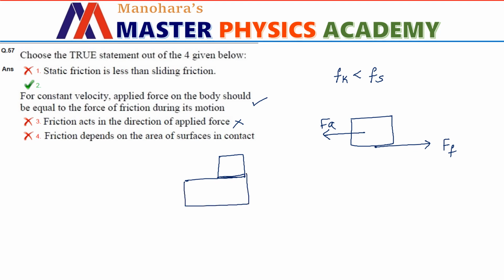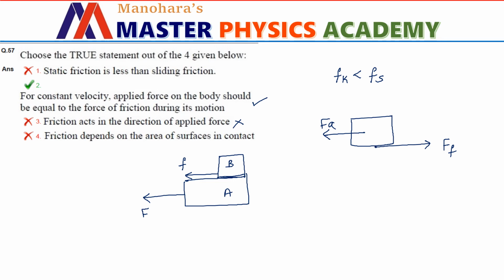Let us consider this is block A, this is block B. Now if I apply force in this direction, there will be a frictional force acting between A and B, which is also directed along the applied force, which is responsible for moving the block B in the same direction. Here the frictional force is supporting the motion. So option 3 is sometimes correct but sometimes wrong. It is not always true. That is why I have marked this as wrong.